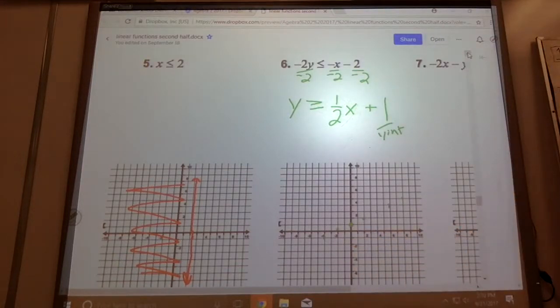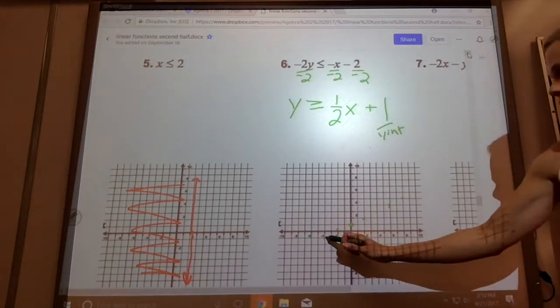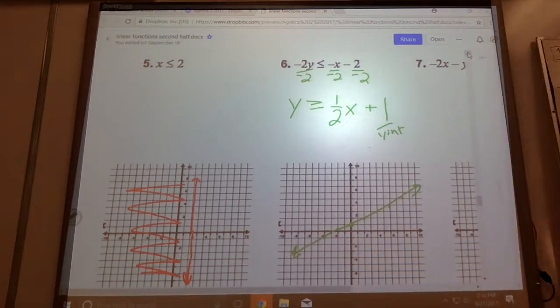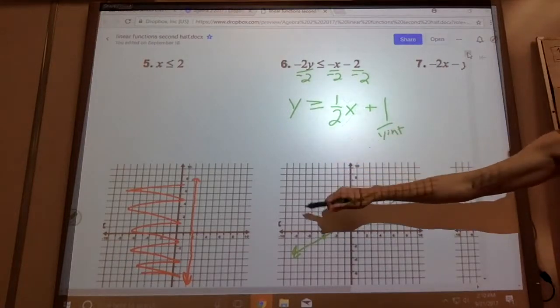Yeah, we'll get there. And then is this going to be dashed or solid? Solid. Solid, very good. And am I going to graph above or below? It's greater than, so above.